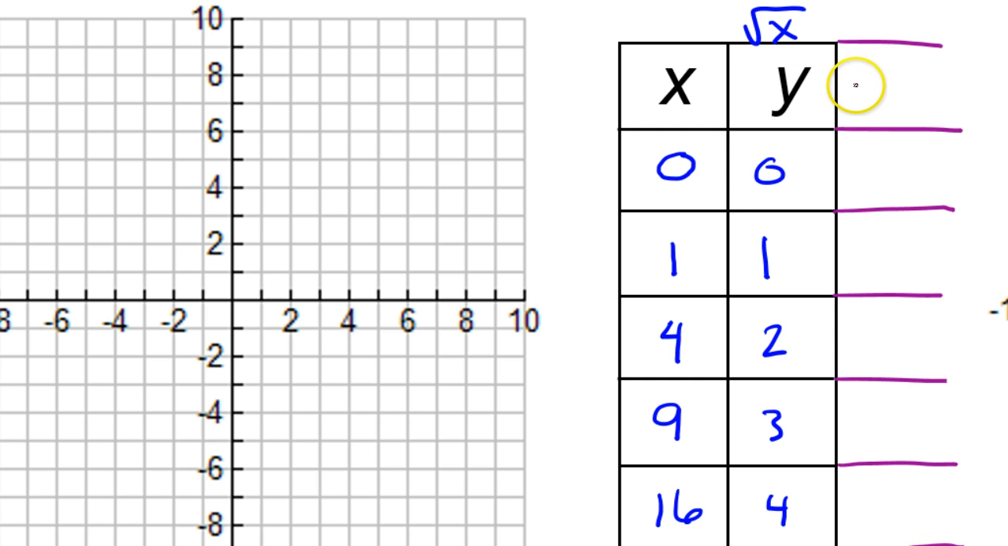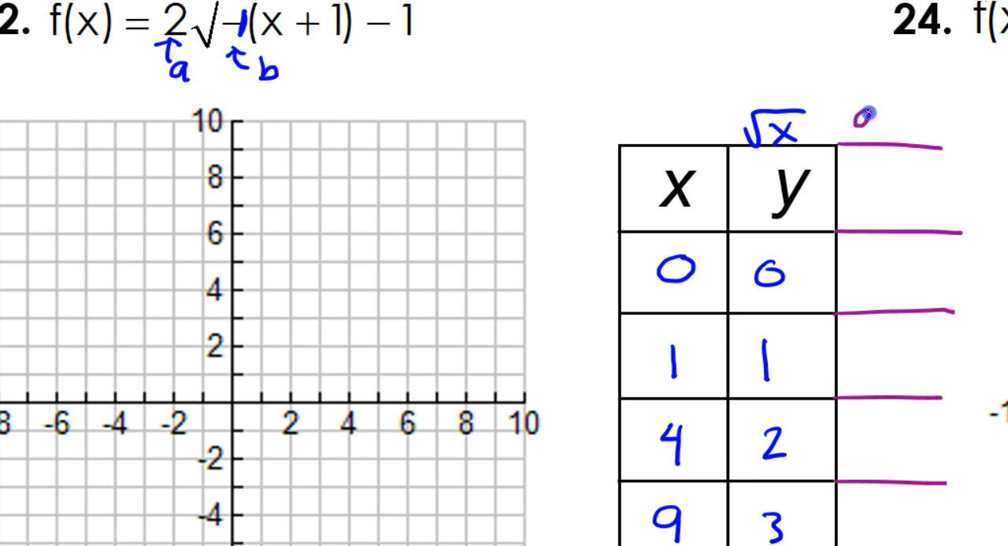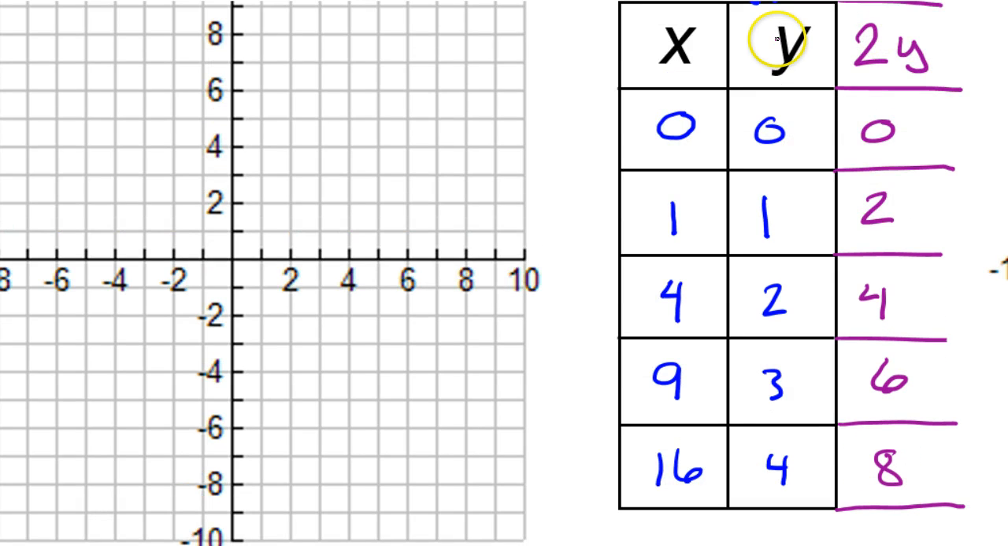Okay, and my new y column is just going to be the a value times all the y's. So in this case, it's going to be 2y. So 2 times 0 is 0, 2 times 1 is 2, 2 times 2 is 4, 2 times 3 is 6, and 2 times 4 is 8. So this is my new y column, so I can get rid of my old y column, because these are the y values I will now use.